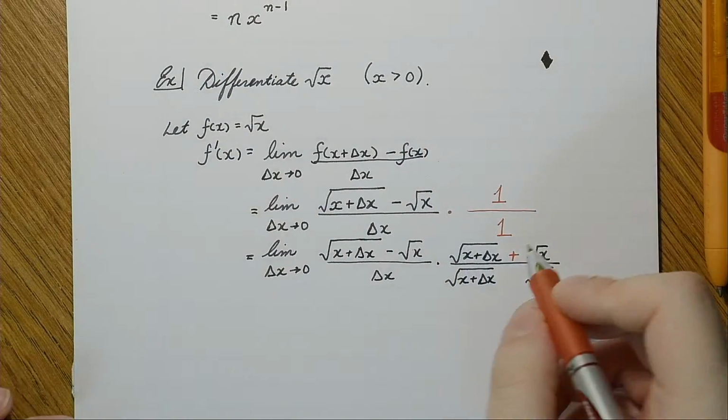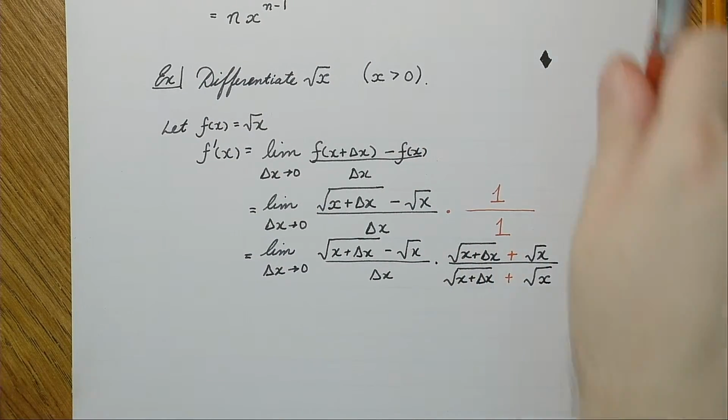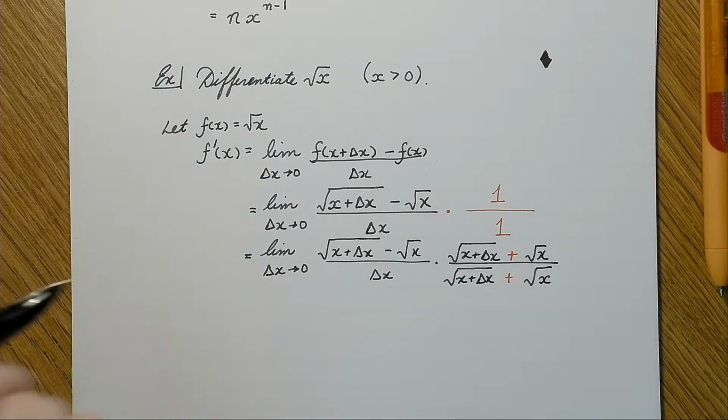I guess that's kind of the secret sauce in this kind of proof, which is we have a radical conjugate.